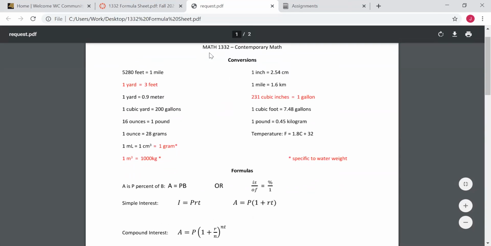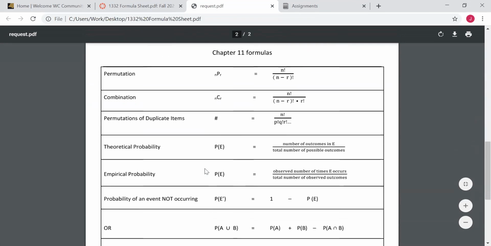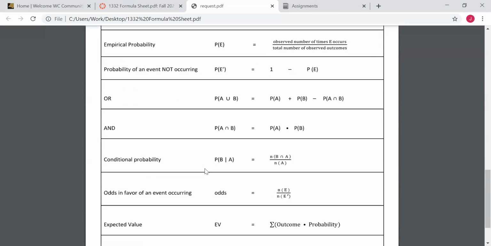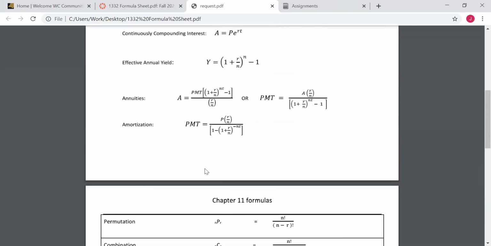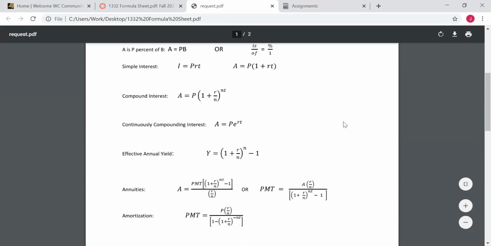So here is some of the conversions you'll have on your formula sheet. Again, you're going to get this formula sheet on every exam going forward. You may not always need all the information. For this exam 2 that's on Thursday, you're only going to need these financial formulas here. These are going to be what you would need.